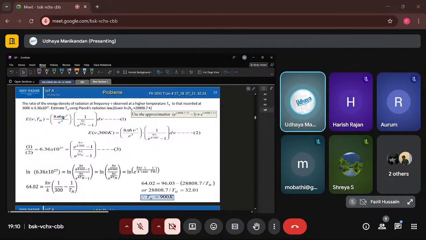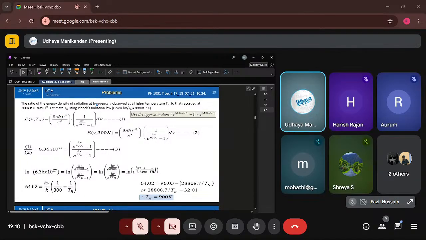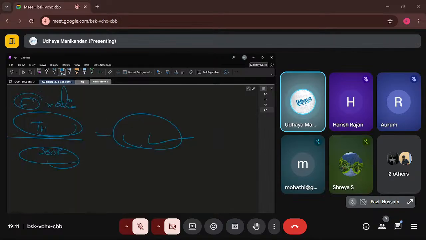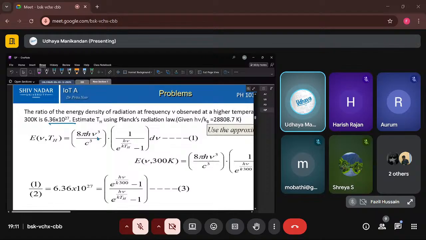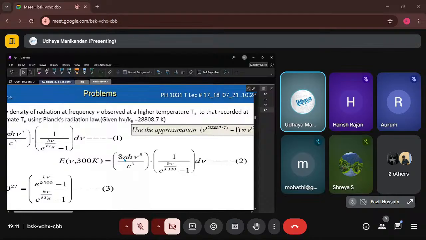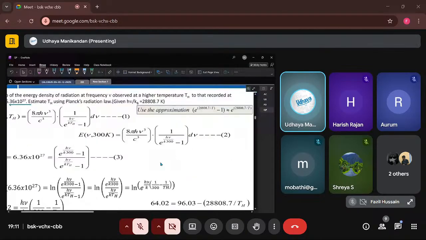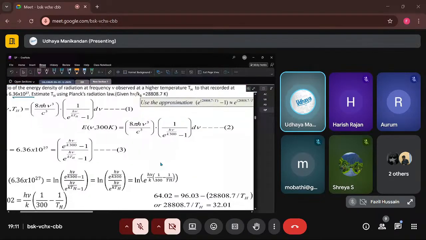And here you have a formula. I'll just tell you the approach to solving that. The ratio of the energy density of the radiation at this frequency observed at a higher temperature TH to that recorded at this particular level. We have to find TH. You have to substitute Planck's formula for both cases. For the first case, the formula is 8 pi h nu cube by c cube, 1 by e power h nu by k T_H minus 1, d nu. The same formula. Now instead of TH, you will put 300 here. Now the ratio: all the constants will cancel out. You will have this expression coming to the numerator and this expression to the denominator, because the ratio is 1 by 2.